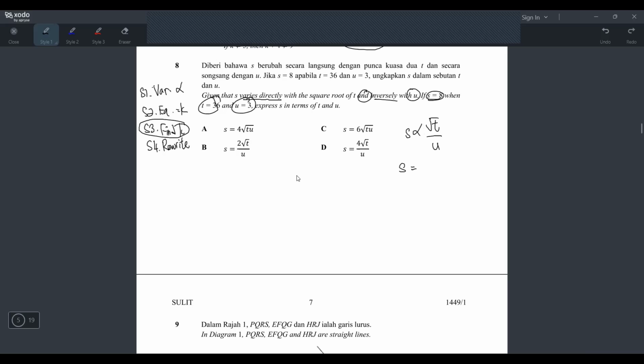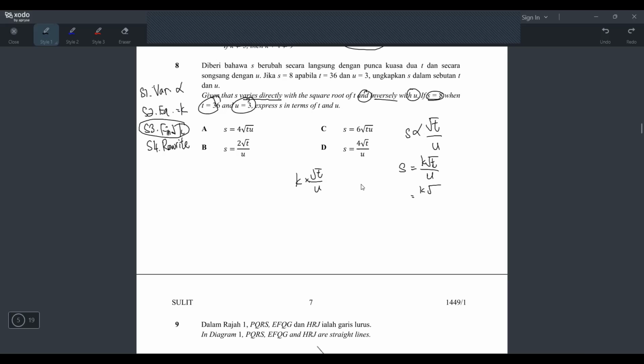So when you take a K darab square root T over U, the K you will darab atas or bawah? You darab atas saja. So dia jadi square macam ni, square root T over U like this. And then now you find K, right? But in order to find K, you kena ada apa? You kena ada T, you kena ada U, you kena ada S, you kena semua ada. You kena masuk complete punya information.